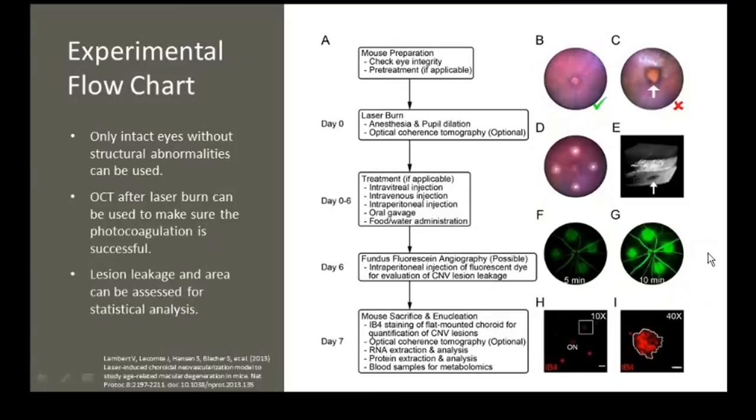investigated 6 or 7 days after laser photocoagulation by fundus fluorescein angiography, the FFA. Photos can be taken after IP injection of fluorescein dye at different time points for evaluation of CNV lesion leakage. The area of CNV lesion can be quantified in isolectin B4 stained choroidal flat mounts 7 days after laser photocoagulation. The volume of CNV lesion can also be examined by OCT optionally. At the same time, different tissue samples can be used for RNA, protein, or metabolomic study.